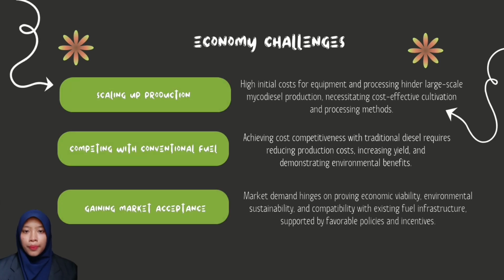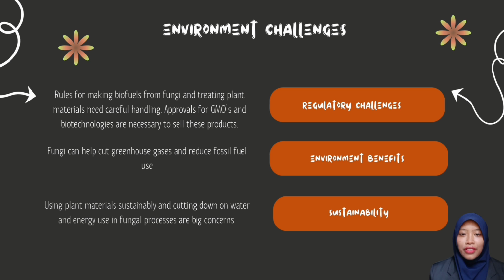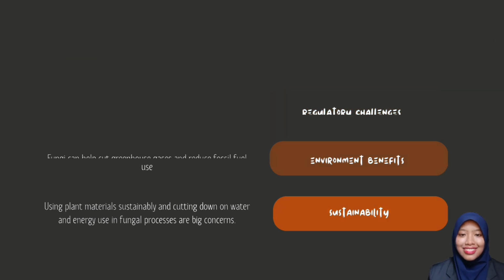Next, from an economic standpoint, the high initial costs of equipment and processing impede the ability to increase production. In order to rival traditional fuel, it is crucial to have cost-effective farming techniques and enhance operational efficiency. Market success relies on proving that it is economically feasible, has environmental advantages, and is compatible with current fuel infrastructure. Lastly, meeting regulatory requirements for genetically modified organisms and biofuel quality standards remains an obstacle. Environmental advantages such as diminished greenhouse gas emissions need to be supported by a thorough evaluation. Implementing sustainable practices in sourcing biomass and managing resources is crucial for both environmental stewardship and long-term success.